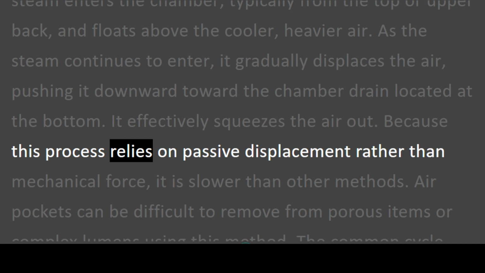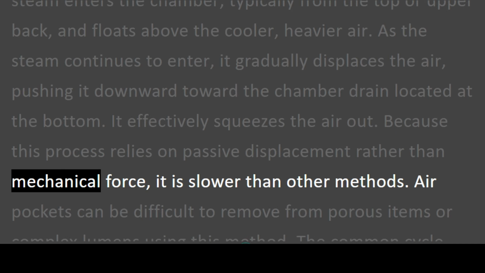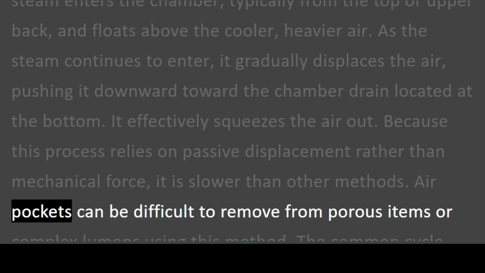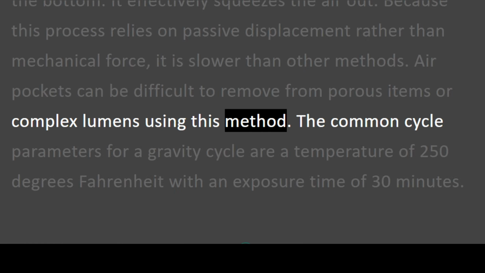Because this process relies on passive displacement rather than mechanical force, it is slower than other methods. Air pockets can be difficult to remove from porous items or complex lumens using this method.